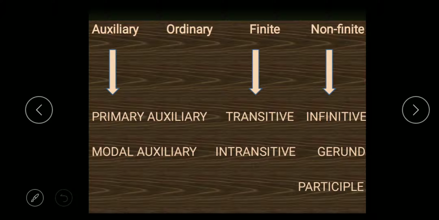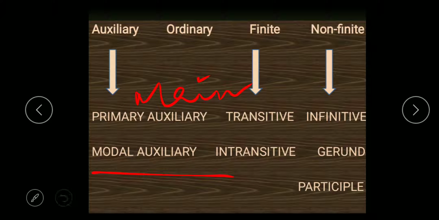Now here I have stated the types and the categories also. To start with, we have auxiliary verb. It is very important. So auxiliary verb is further subdivided into two parts, that is primary auxiliary and modal auxiliary. Primary auxiliaries, these are the main auxiliaries, and modal auxiliaries, these are the modal auxiliaries.